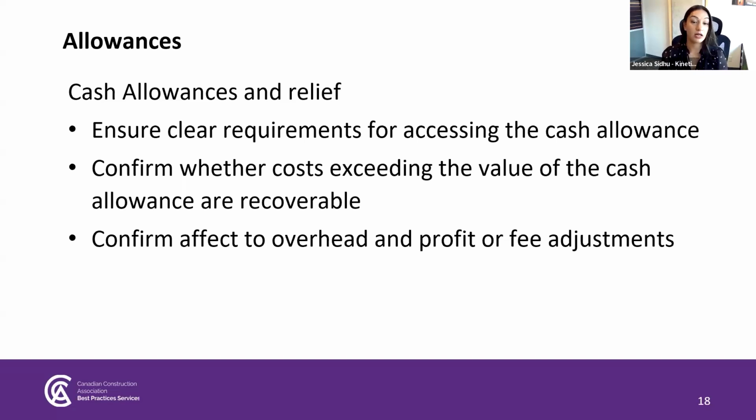So the contract may or may not allow for the value of work performed under a cash allowance to be included in progress payments. Payment may follow upon completion of the cash allowance work in its entirety, and the cash flow and effects to downstream contractors and suppliers should be considered.